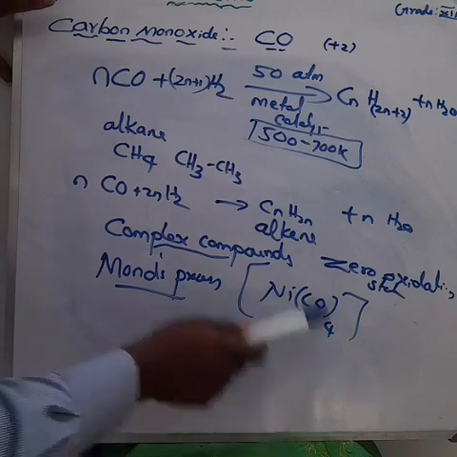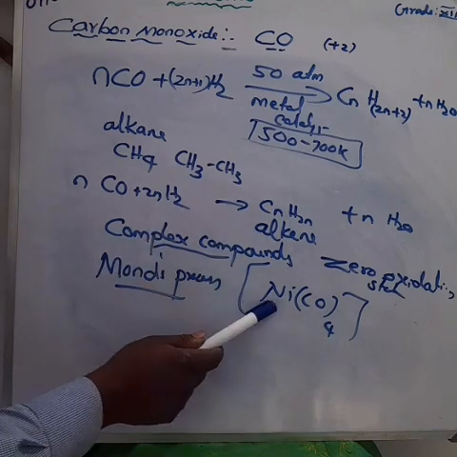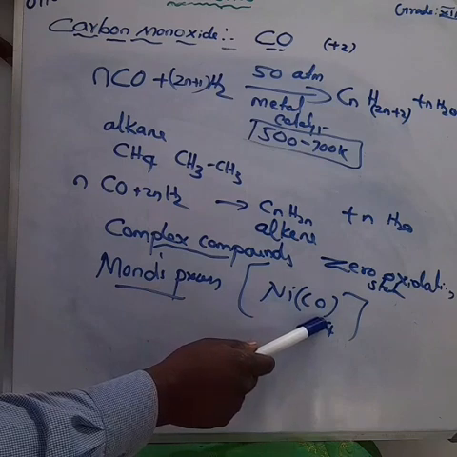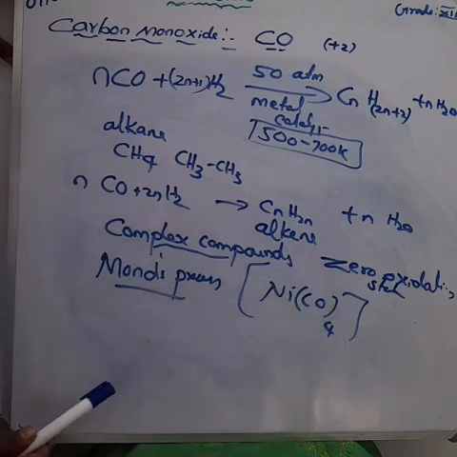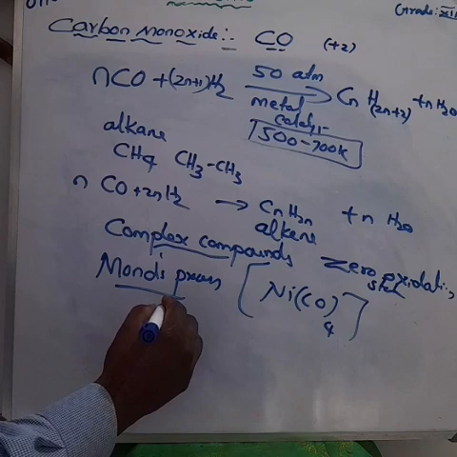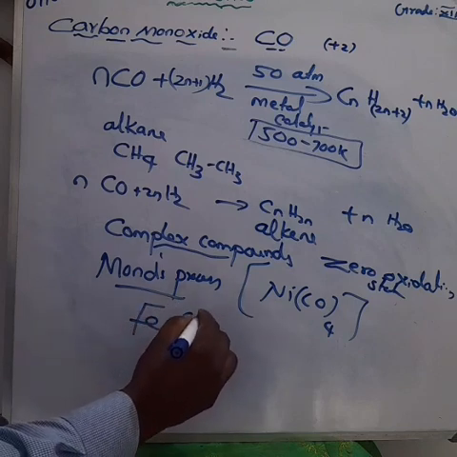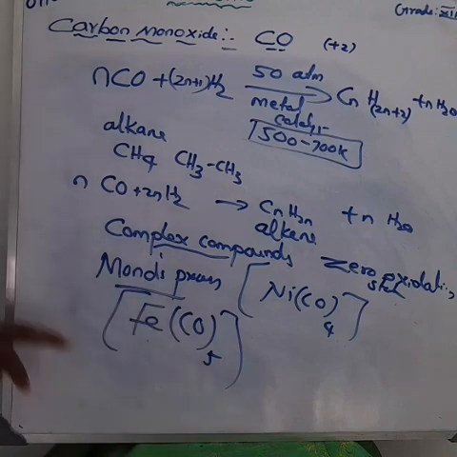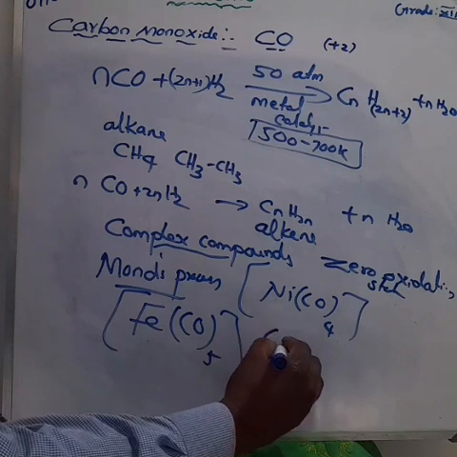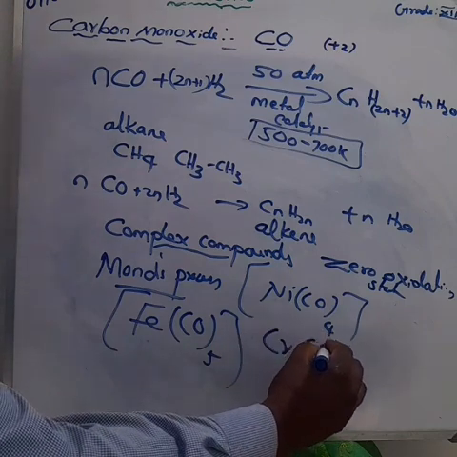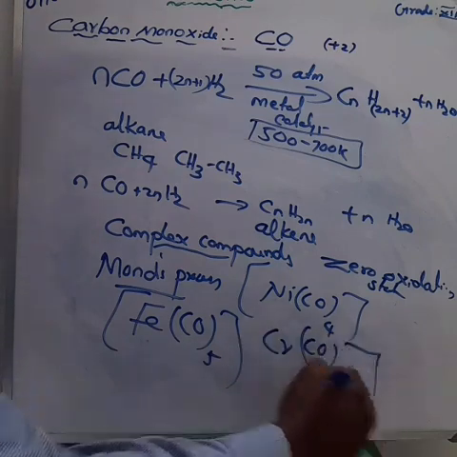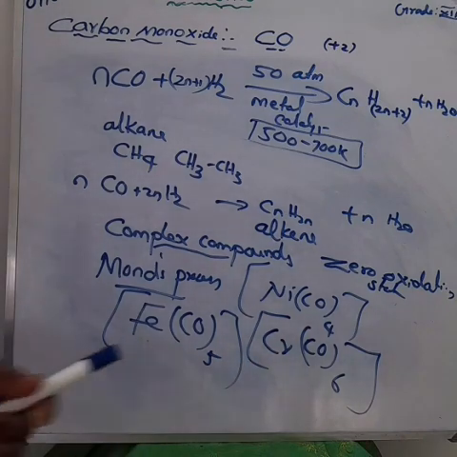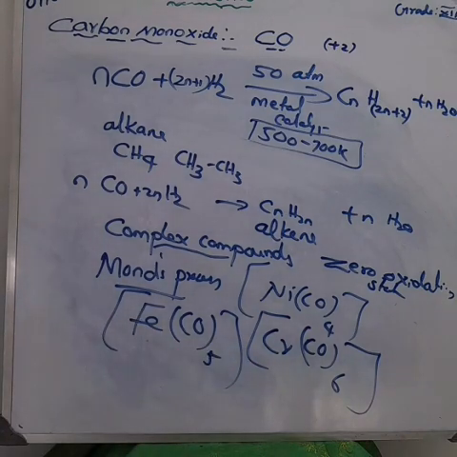Ni(CO)4. What is the name of the compound? Nickel tetracarbonyl, one of the complex compounds. Another example: iron pentacarbonyl, that is 5, Fe(CO)5. Another compound: chromium hexacarbonyl. Hexa means 6, so Cr(CO)6. These are some of the complexes. So we have to learn this area.